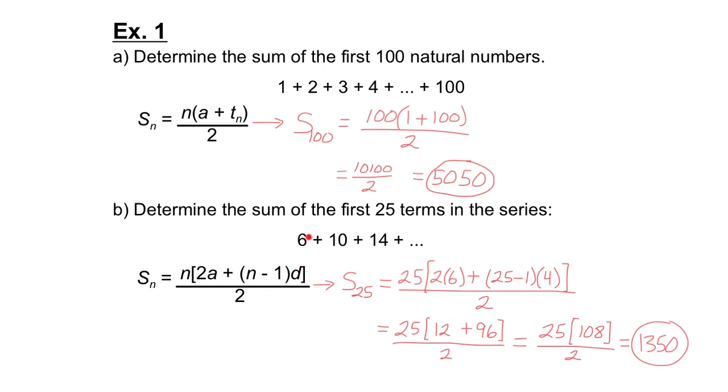D is the common difference. We're changing by 4. All of that divided by 2. Follow BEDMAS. You end up with 1,350 as the sum of the first 25 terms in this series. If you had issues with that, or you are stuck and you need help, just reach out before you move on to the next question.